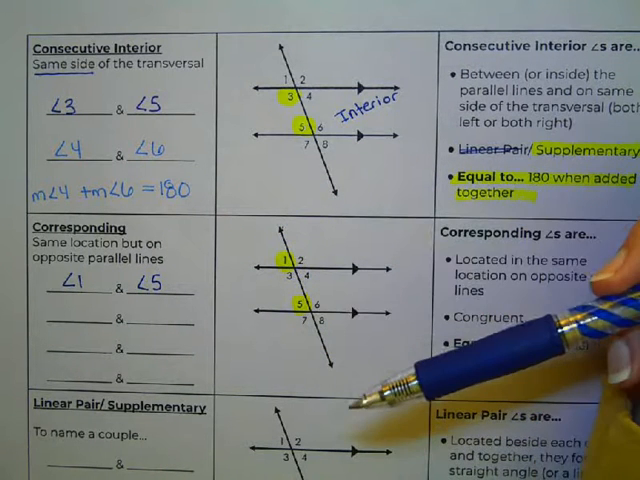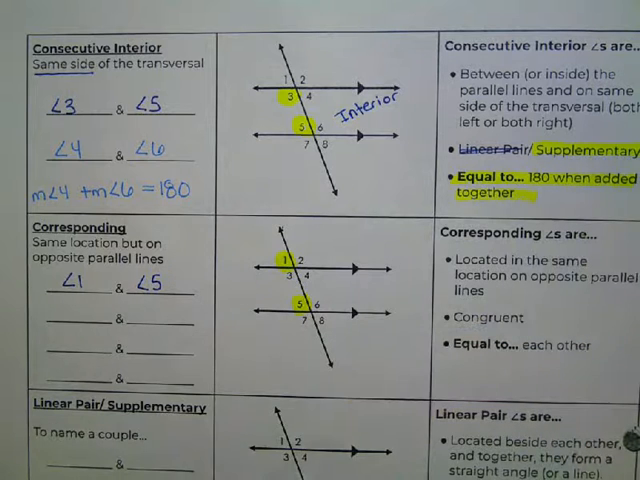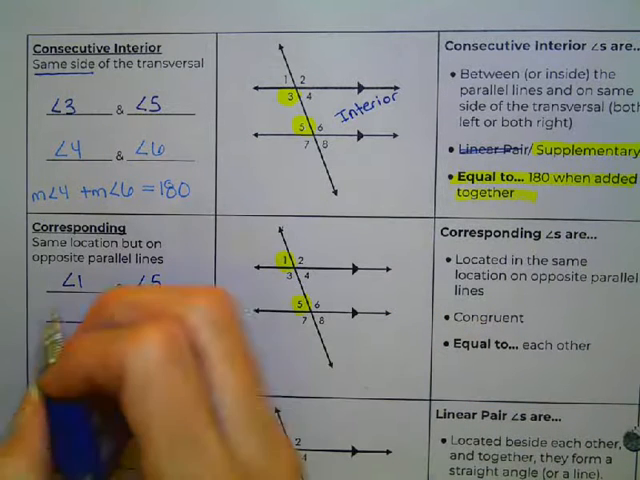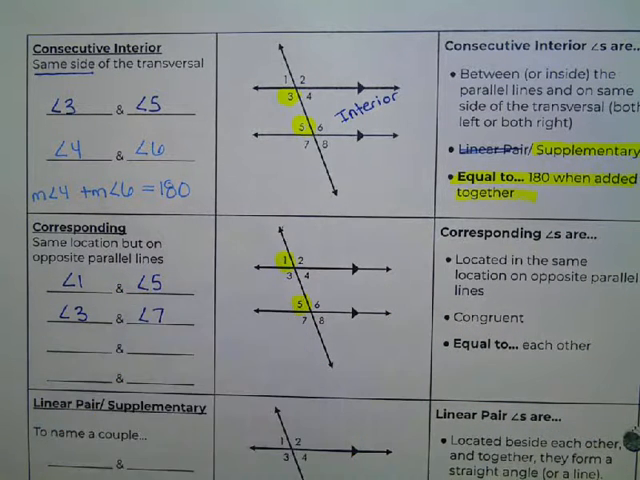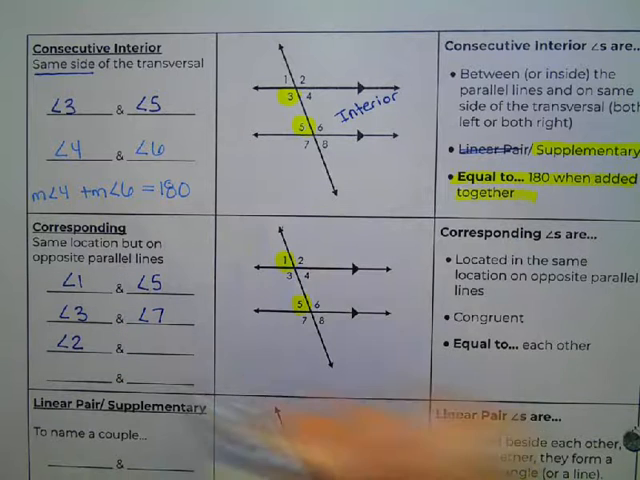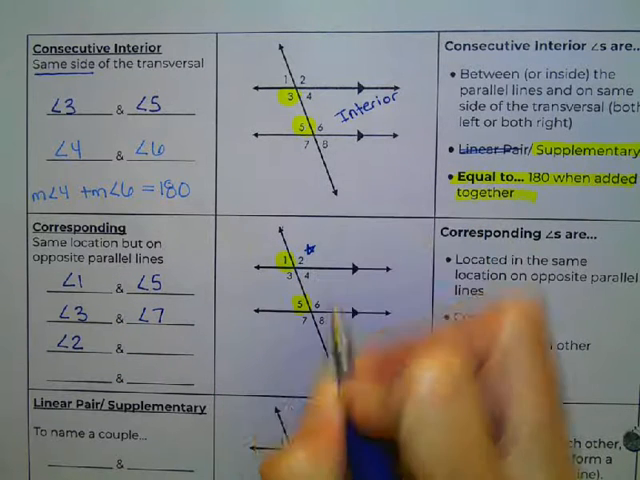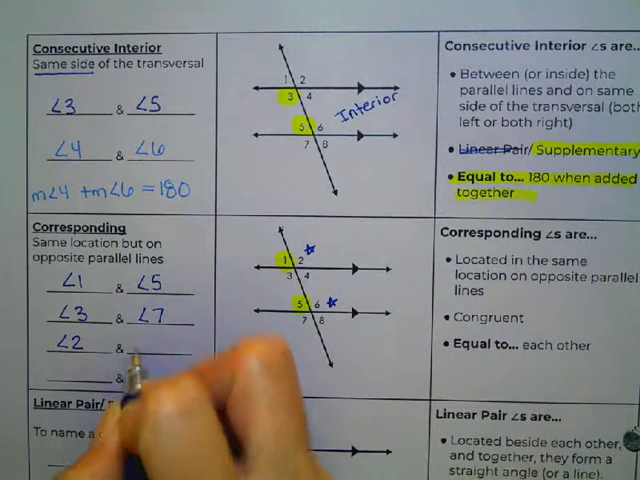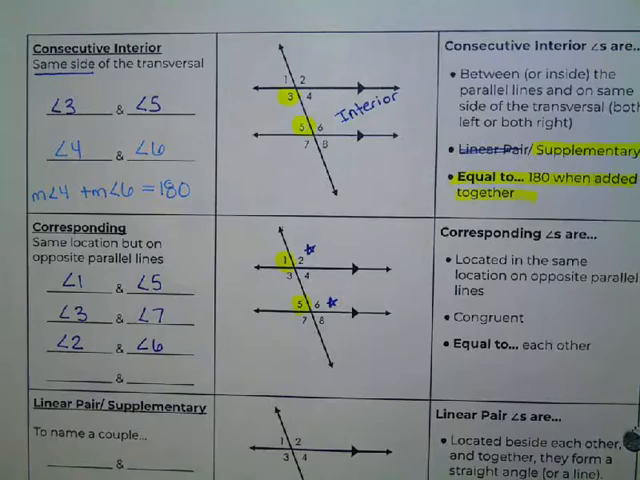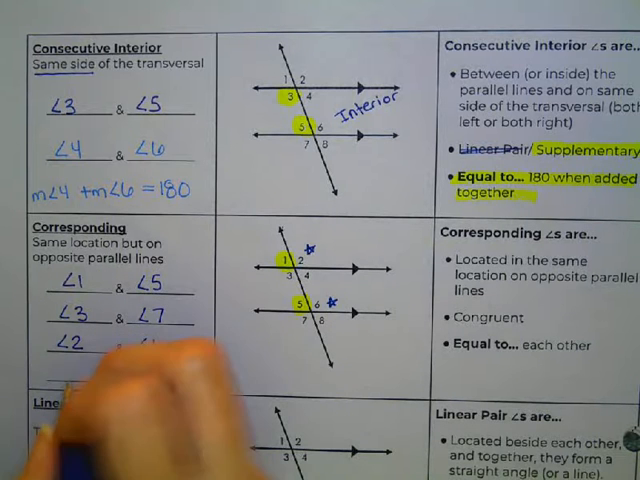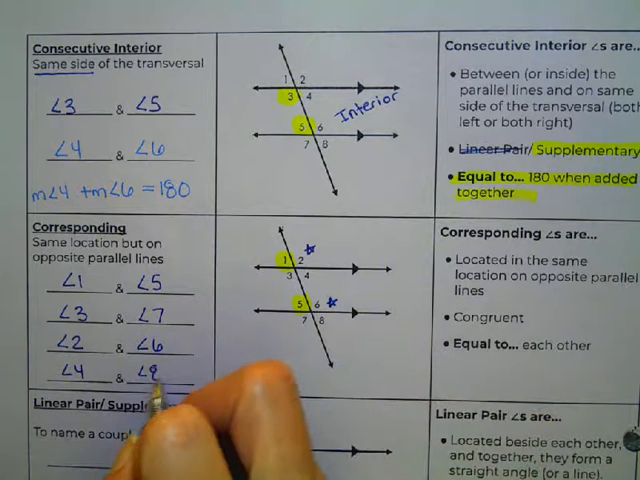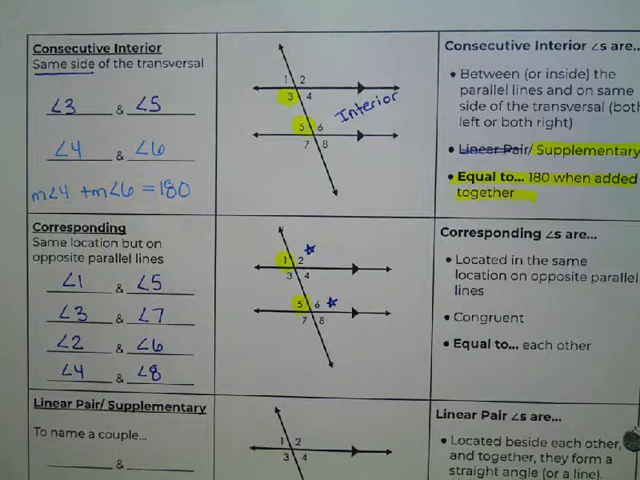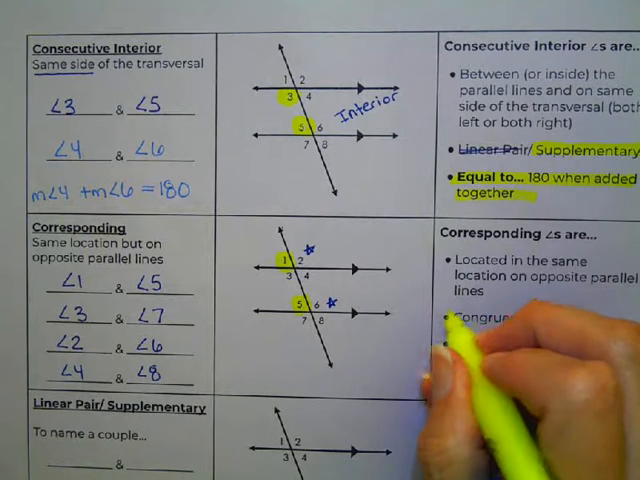Another example could be angle 3 and angle 7 correspond. Angle 2, I'll put a star here, corresponds to angle 6. And angle 4 corresponds to angle 8. Those are all examples of corresponding angles. These should look the same size because these types of angles are congruent, or equal to each other.